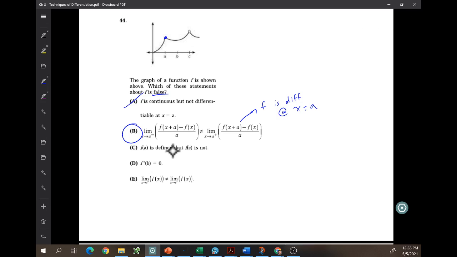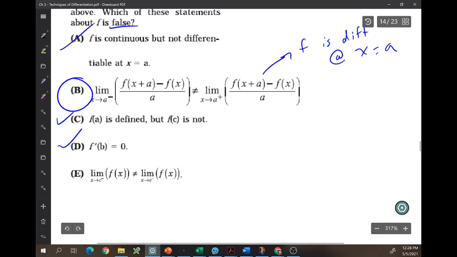F of a is defined, but f of c is not. Well, f of a is defined. F of c as a whole, that's true. F prime of b is 0. That's also true. It's making a horizontal tangent there. And the limit as x approaches c on the left is not equal to the limit as x approaches c on the right.